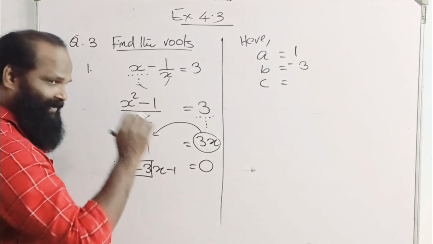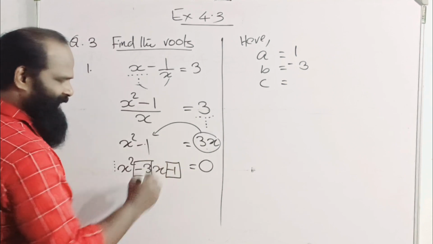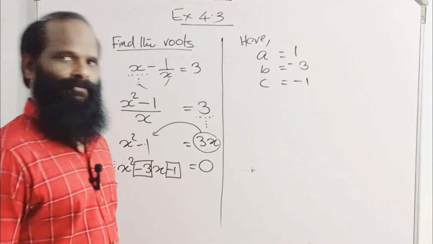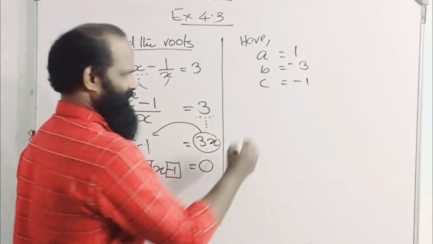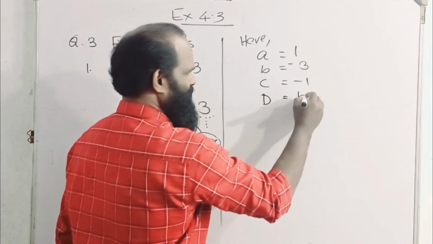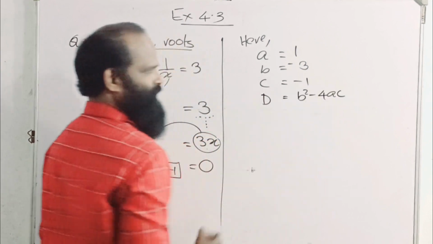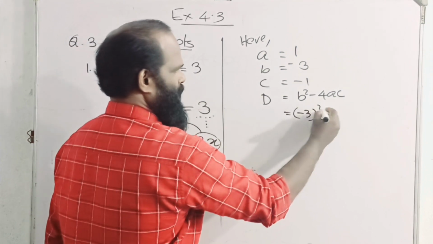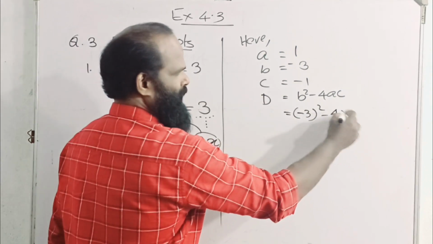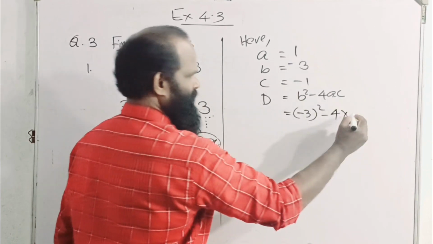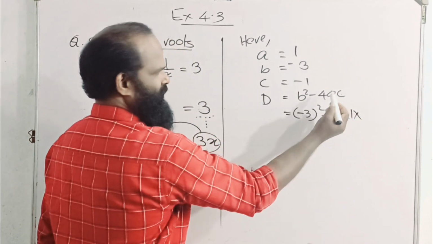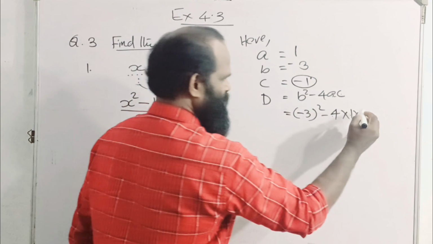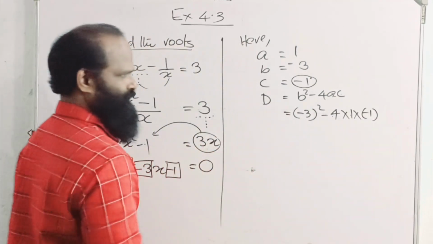And c is the constant term, that is negative 1. I told you the major part of the quadratic formula is the discriminant. Discriminant D is b square minus 4ac, which is equal to negative 3 square minus 4 into a, which is 1, into c. C is negative 1, so we write negative 1.